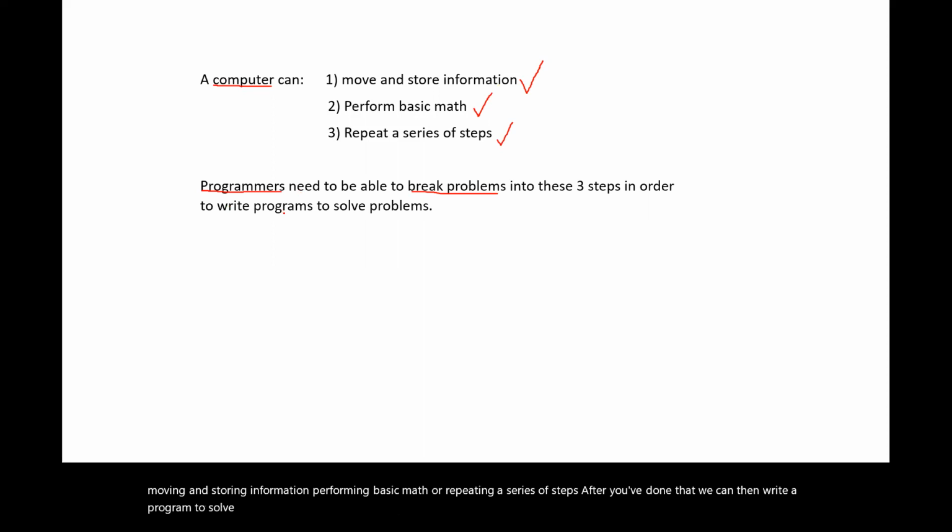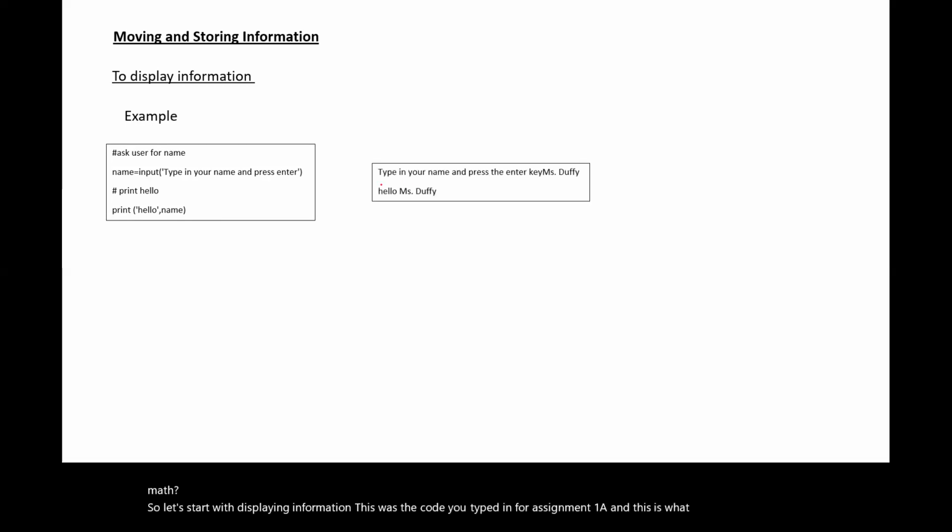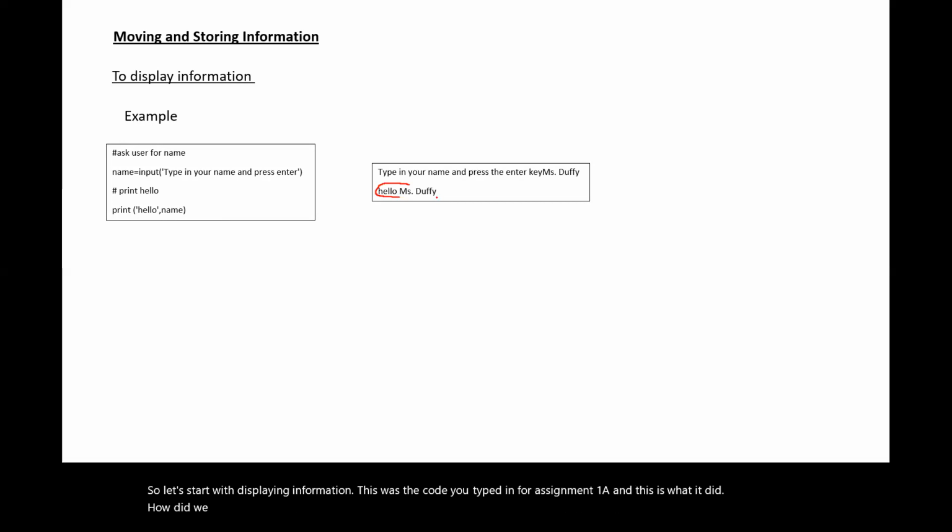So what we're going to learn today is how to do the first two. How do we move and store information? How do we perform basic math? So let's start with displaying information. This was the code you typed in for assignment 1A, and this is what it did. How did we get this to appear on the screen?